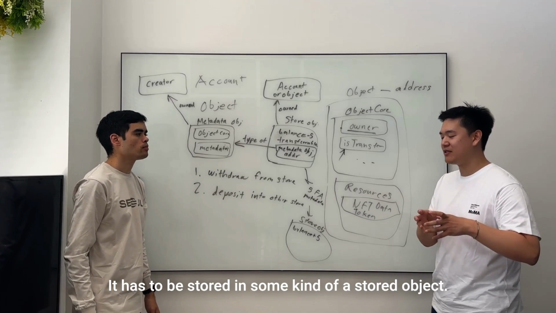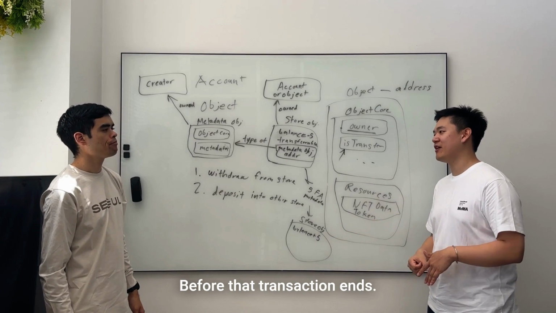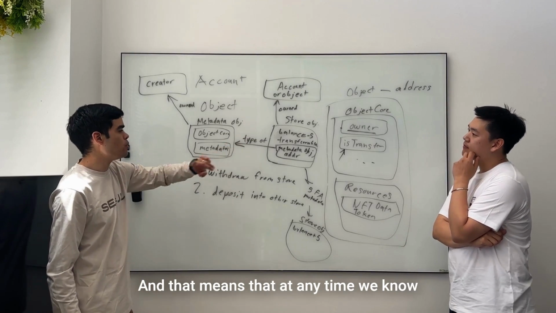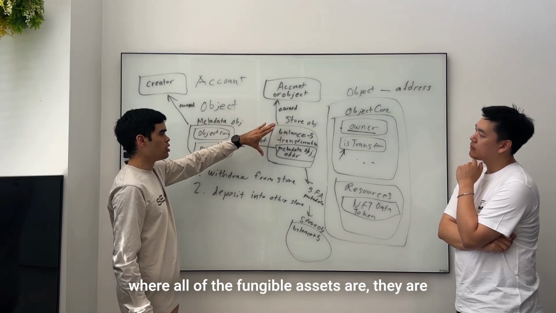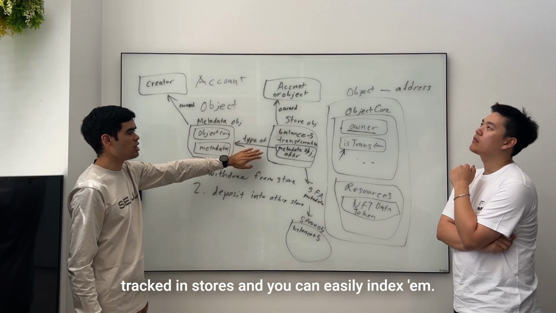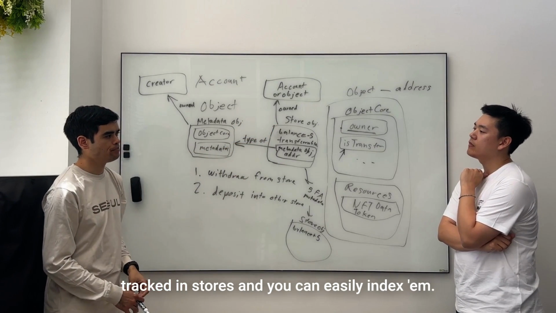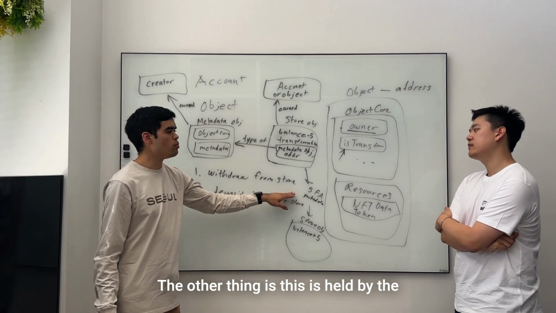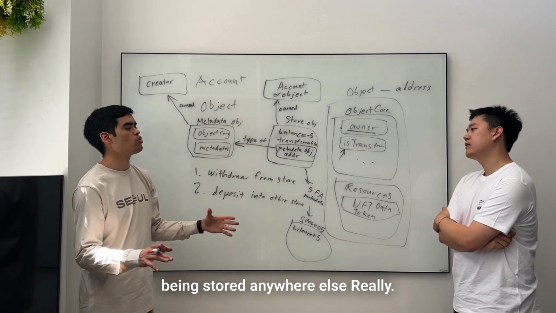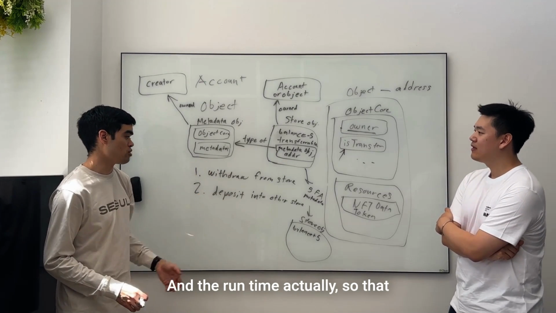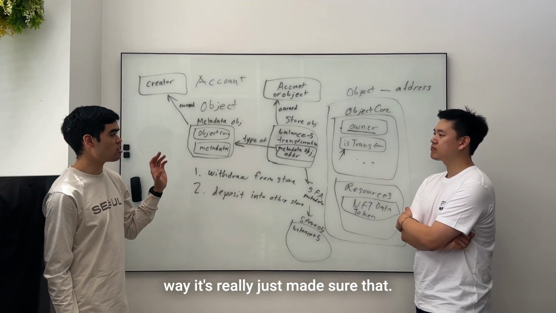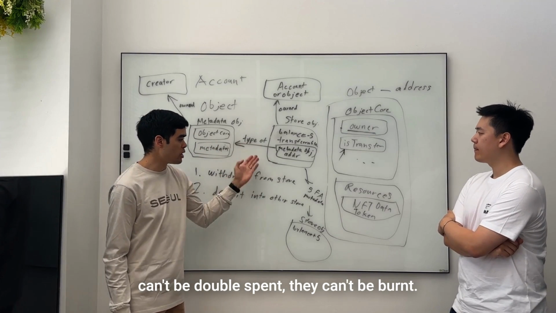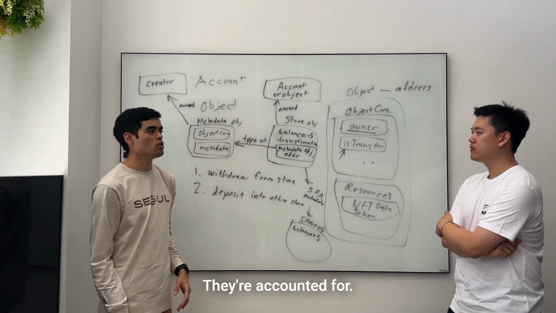It has to be stored in some kind of a stored object before that transaction ends, and that's how it gets transferred. Yep, and that means that at any time, we know where all of the fungible assets are. They are tracked in stores, and you can easily index them. The other thing is, this is enforced by the actual compiler, which prevents it from being stored anywhere else. And the runtime, actually. So that way, you can't lose track of them, and they can't be double spent, they can't be burnt, they're accounted for.